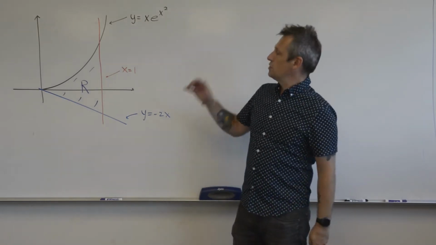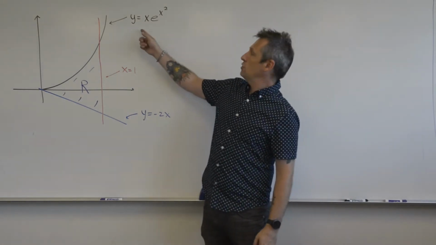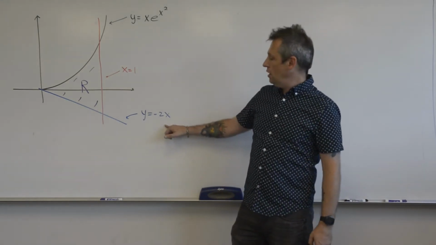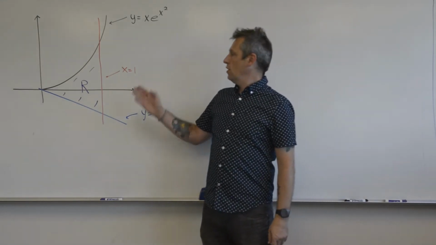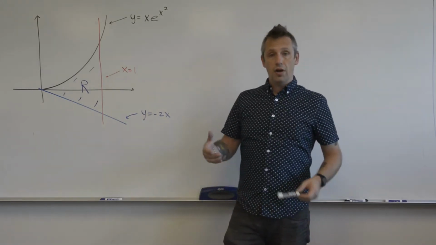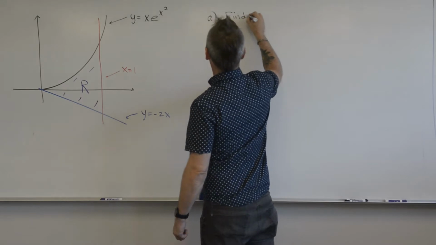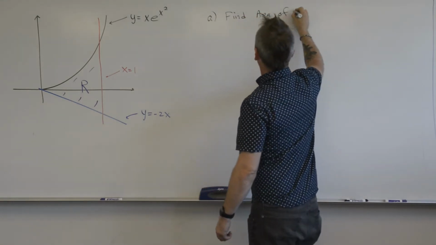functions, well, three curves. The first is the black function y equals x e to the x squared, the blue function y equals negative 2x, and then the vertical line x equals 1. Part A of the problem asks us to compute the area of the region R. Find the area of R.